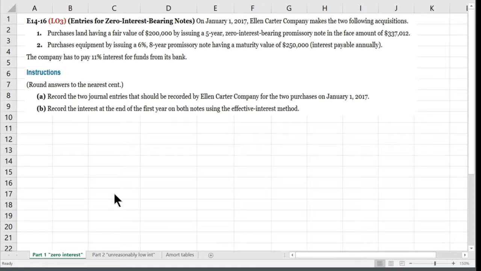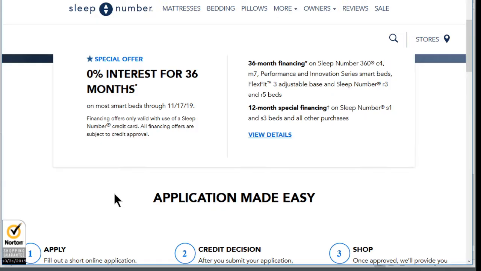There are a couple scenarios where the normal notes payable accounting doesn't really make sense. Those are when we have either a zero interest-bearing note or a note with an unreasonably low interest rate. So what kind of scenarios would we see something like that happen? Let me give you a couple of examples.